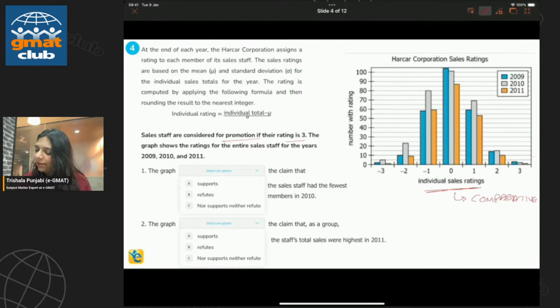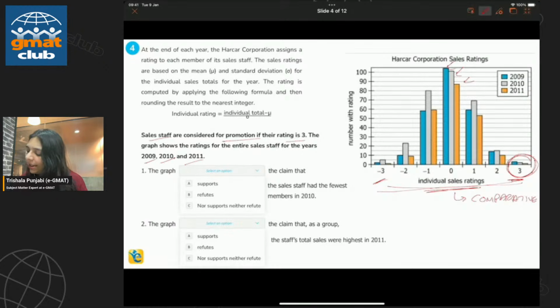These individual sales ratings, oh my God, someone gets a minus rating also, -3 to 3. So this is all of the different individual sales ratings that can happen. And it says that they're considered for promotion if their rating is 3. So this tiny little piece of people here, they're considered for promotion. And this graph is showing ratings for the entire sales staff for 2009, 10, 11. 2009 is blue, 2010 is gray, 2011 is orange.